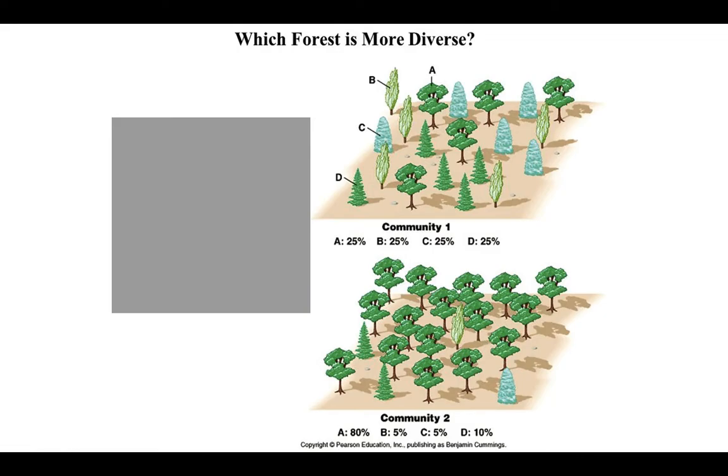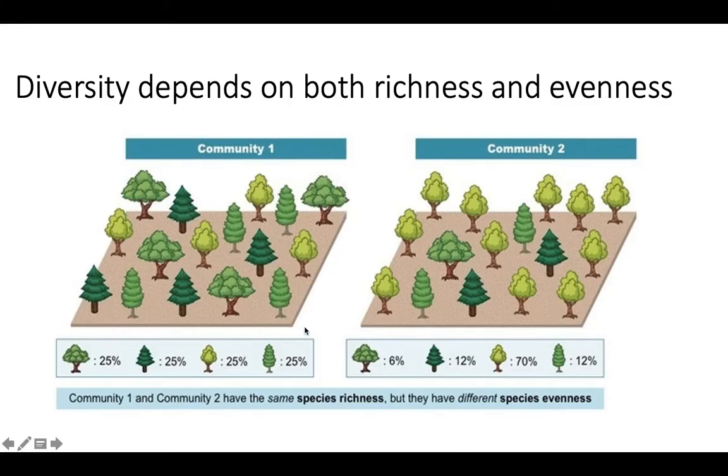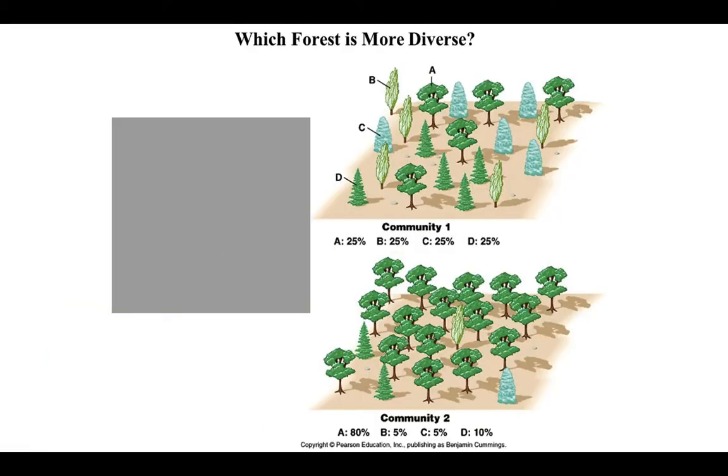But both of these come into play, right? So this community, despite these both having the same species richness, is going to be considered more biodiverse, because not only do they have the same species richness, but this one is more even. So you have to take evenness and richness into consideration when making this call. So given that, see if you can take a look at these 2 and determine which forest is more biodiverse.